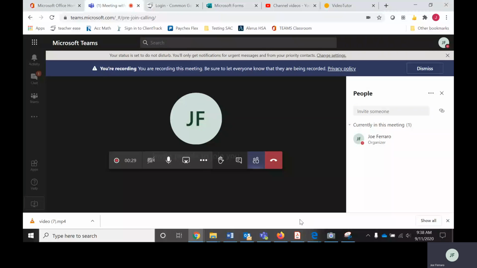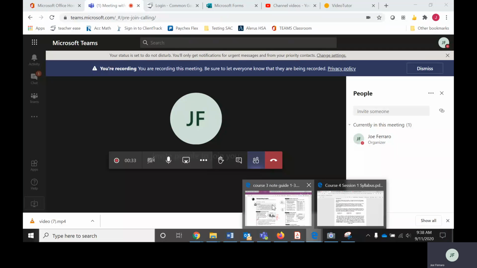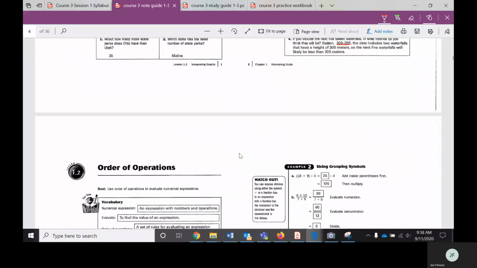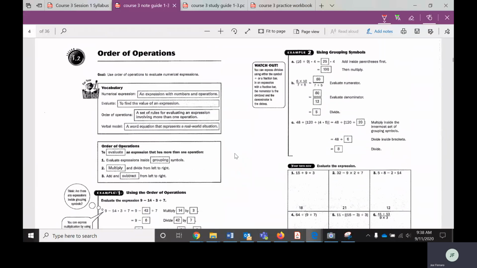So you should be taking out your note-taking guide and finding lesson 1-2, which is on order operations.